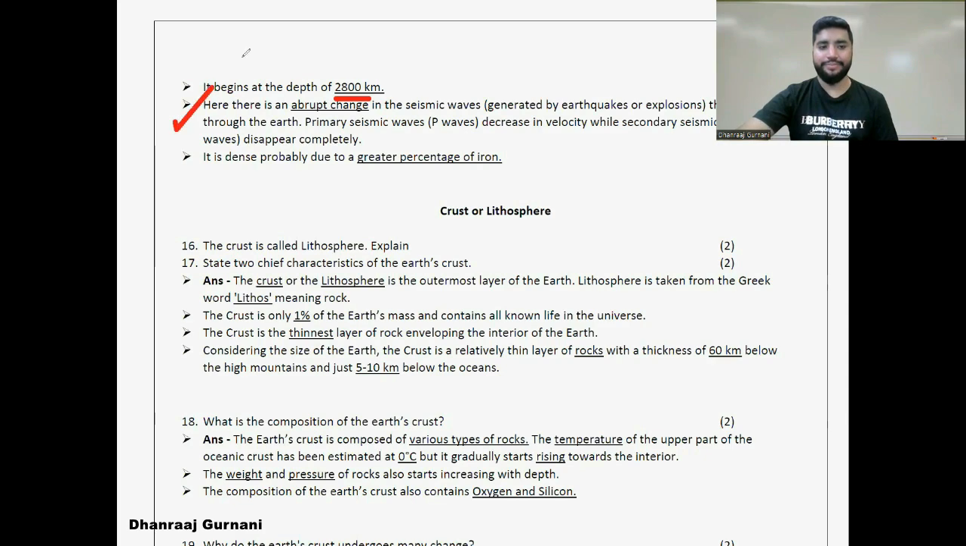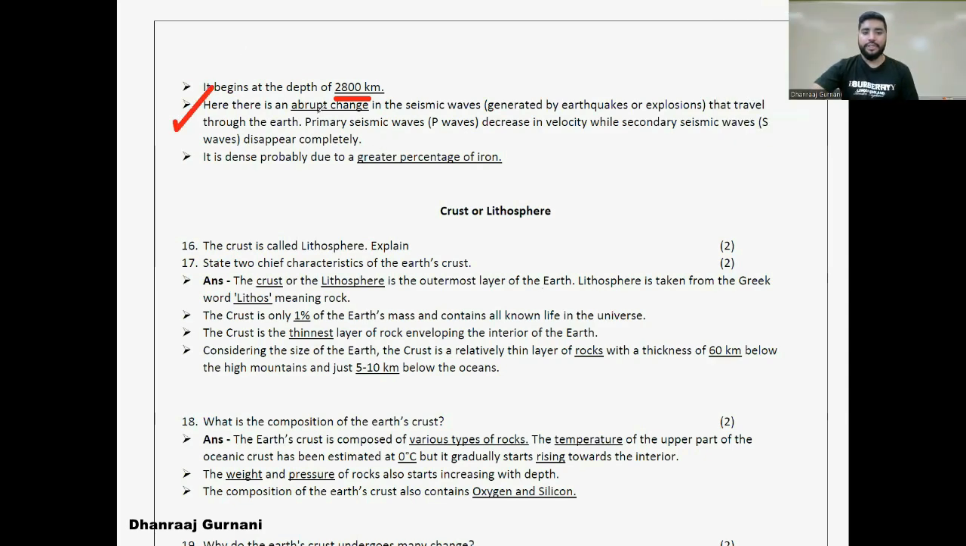Third one, here there is an abrupt change in the seismic waves generated by earthquakes or explosions that travel through the earth. P waves, called primary seismic waves, decrease in velocity, while S waves, that is the secondary seismic waves, disappear completely. And last point, it is dense, probably due to greater percentage of iron.